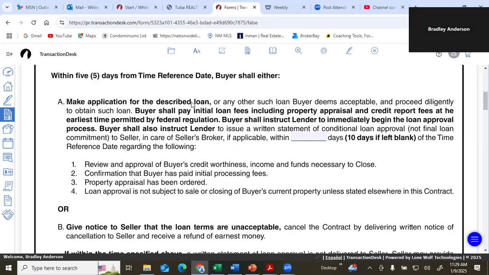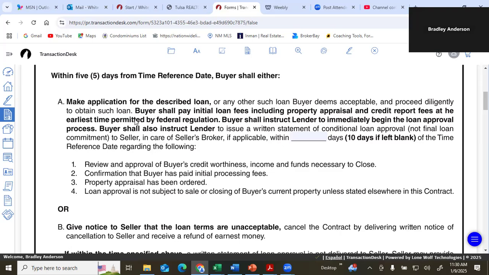So within 5 days of that date, make application for the described loan or any other such loan buyer deems acceptable, and proceed diligently to obtain such loan. If OREC, and this is an OREC form, by the way, and if OREC ever bolds or underlines anything in their contracts, they want you to pay special attention. So it says in bold, buyer shall pay initial loan fees, including property appraisal and credit report fees, at the earliest time permitted by federal regulation.